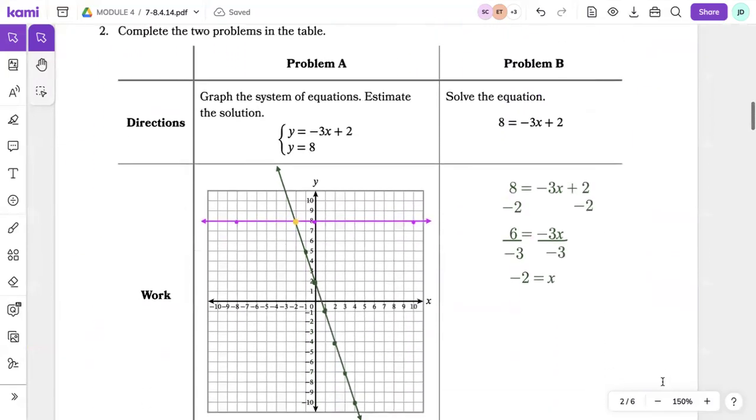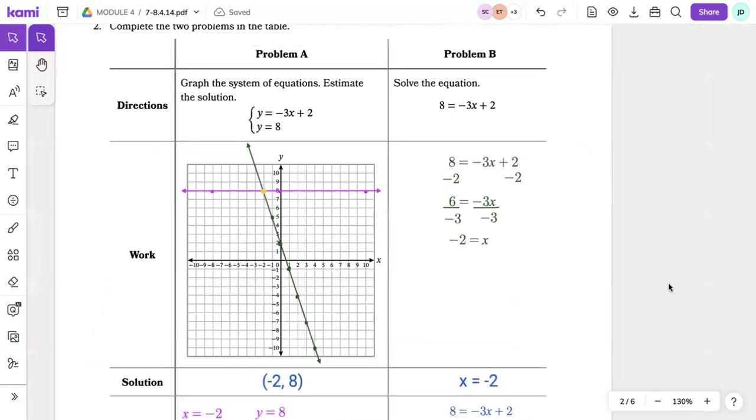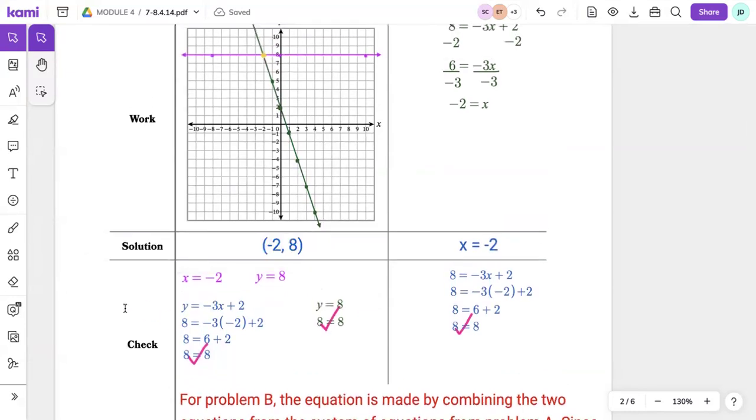Number 2, I already have complete. I'm going to zoom out a little so you can see. We'll do the last part, which is just checking how to solve it. So we have the equation on the left, y equals negative 3x plus 2 and y equals 8. Graph it and then find the solution. And we can identify the solution perfectly because negative 2, 8 is on the grid, so we can see that point.